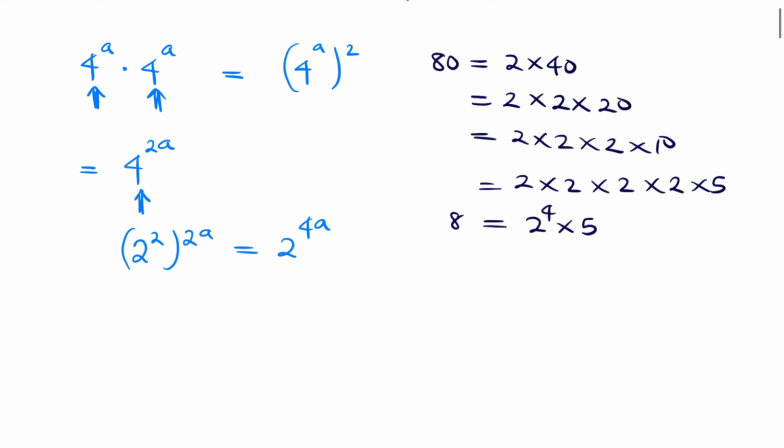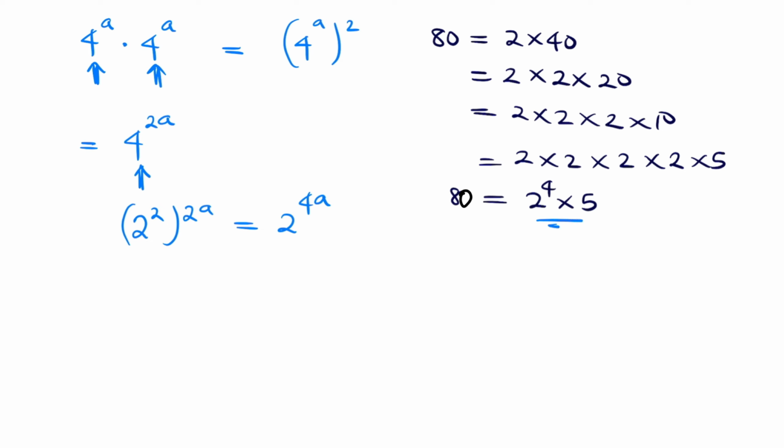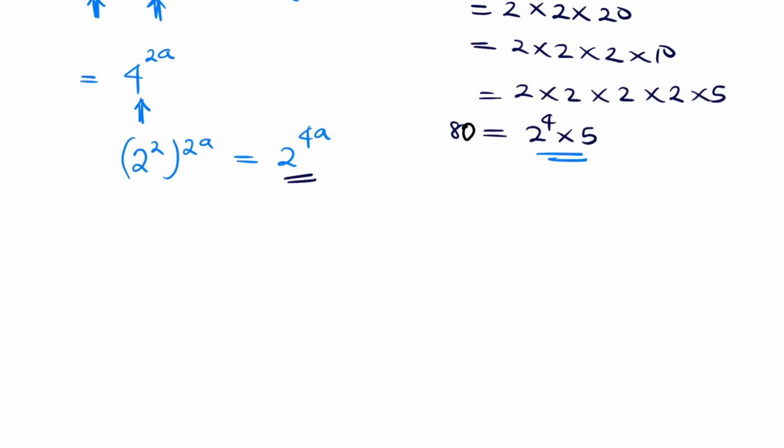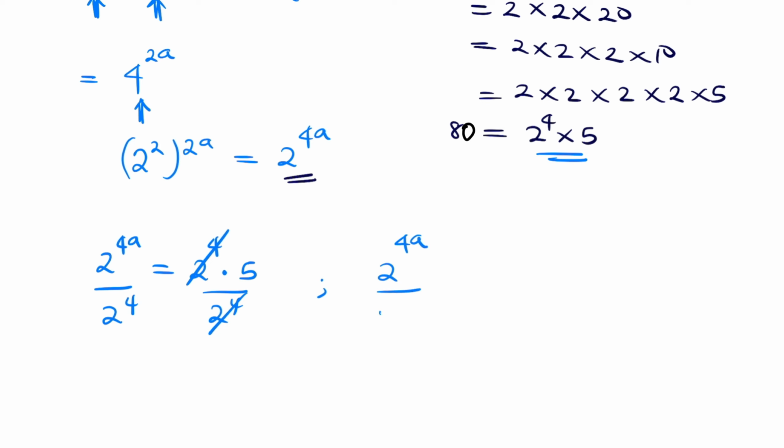And if we equate what we just arrived at, which is 2 raised to power 4 times 5, to what we got earlier, which is 2 raised to power 4a, we are going to have 2 raised to power 4a is equal to 2 raised to power 4 times 5. I'll go ahead and divide through by 2 raised to power 4, so that on the right hand side I'm only left with 5, meaning 2 raised to power 4a divided by 2 raised to power 4 is equal to 5.